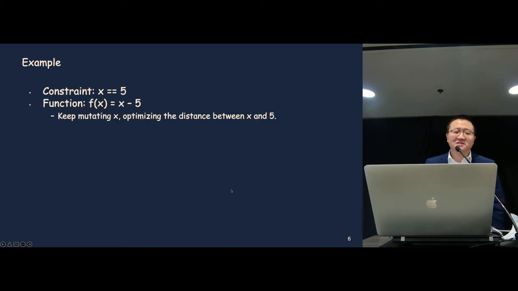Now, here's one simple example of what I mean by native function. Consider a very simple constraint, x equal to 5. Then our target native function will just be x minus 5. And our searching algorithm basically keeps mutating x and optimizing the distance between x and 5 until we reach zero distance. If zero distance is reached, we solve the constraint.